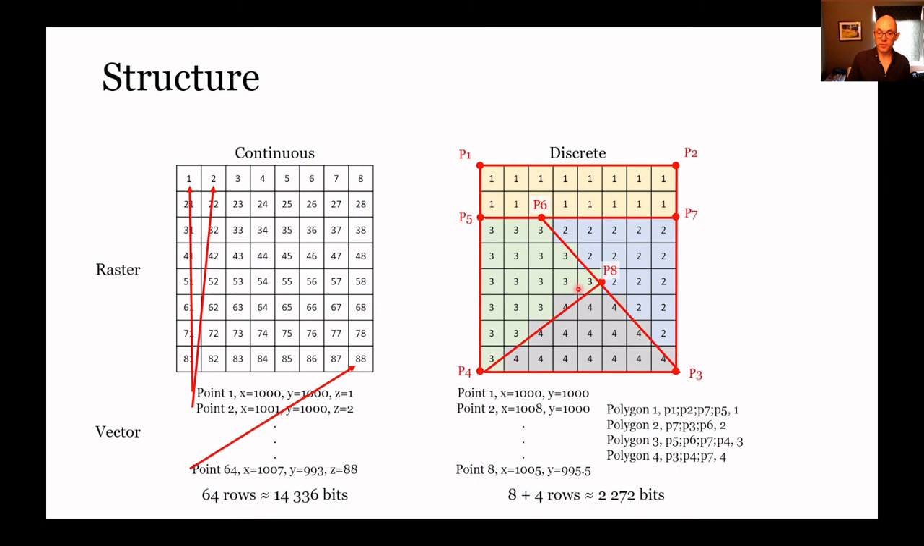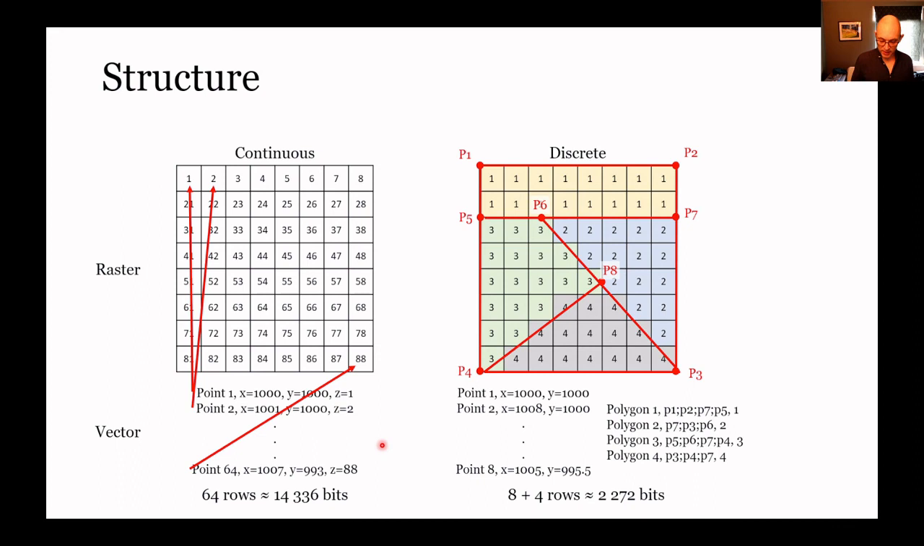This is much better than trying to save it pixel by pixel by pixel. That's not very efficient. On the other hand, if we were to try and save this continuous data as a vector, you can see that it expands very rapidly.